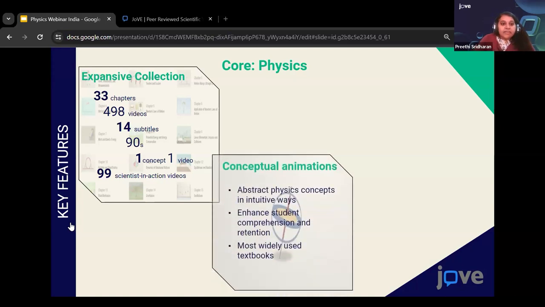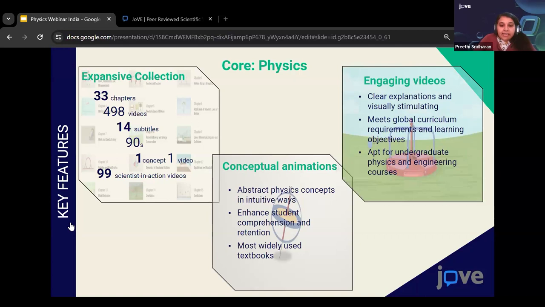The next key feature is the conceptual animation. This collection specifically stands out as it has conceptual and crisp animation. These animations illustrate the abstract concepts in physics, both basic and complex, and enhance student comprehension and retention of the concept. They are created based on widely used textbooks in physics globally. That is one of the important things I would emphasize here, that it will aptly fit into any of the courses globally as well.